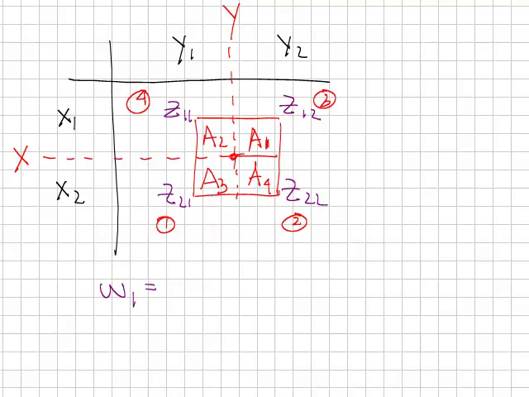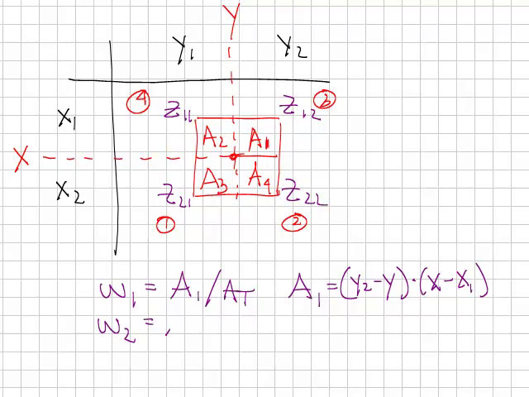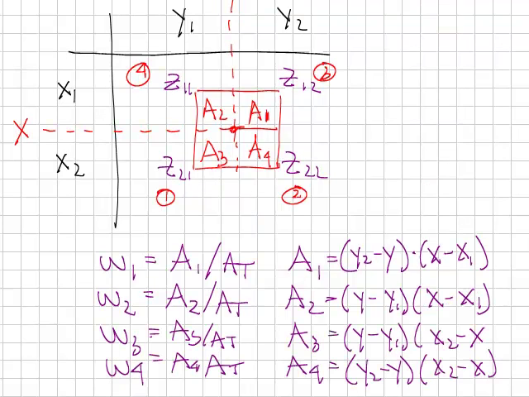Now we can create weighting values. W1 is equal to the area of 1 divided by the total area, where the area of 1 is equal to y2 minus y times the height x minus x1. In doing this, I'm assuming that y1 is less than y2 and x1 is less than x2. W2 is equal to area 2 divided by the total area, where area 2 is the width, which is y minus y1, times the height, which is x1 minus x. W3 and W4 are similar. AT is the total area, x2 minus x1 times y2 minus y1.